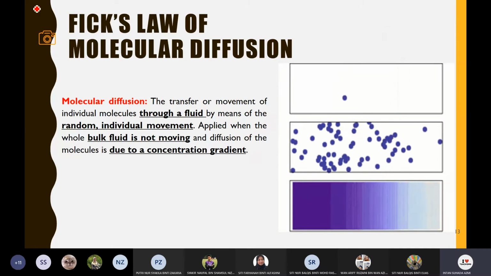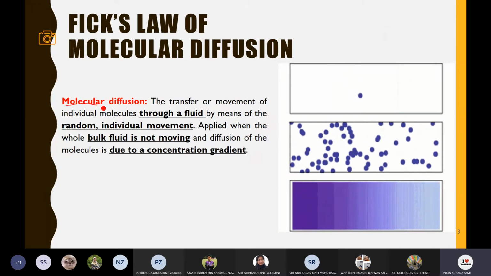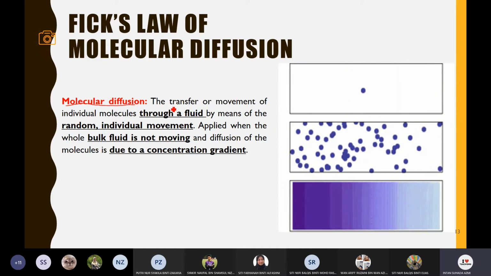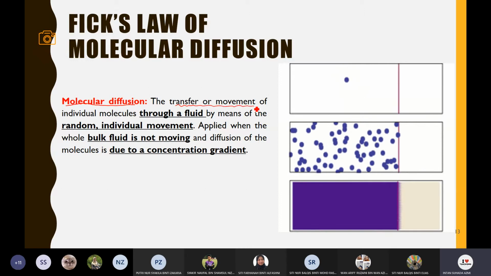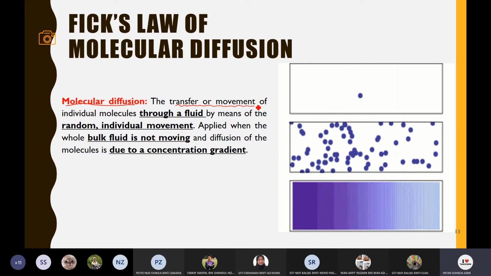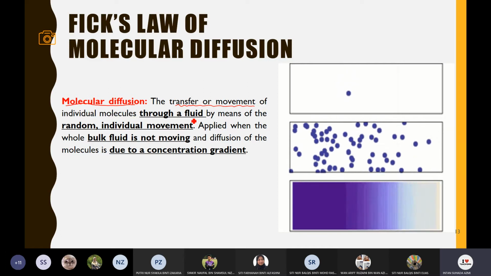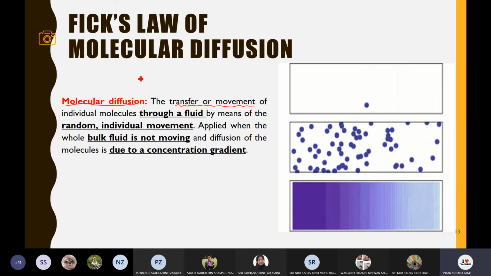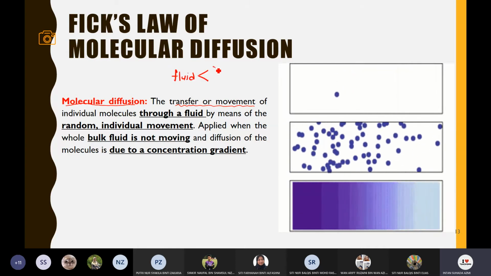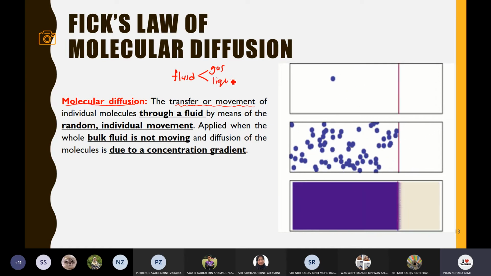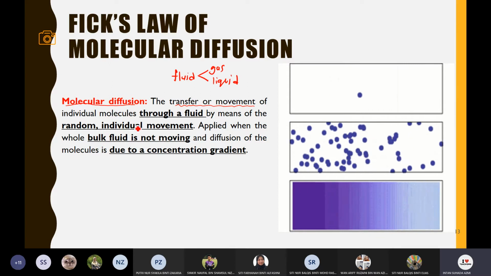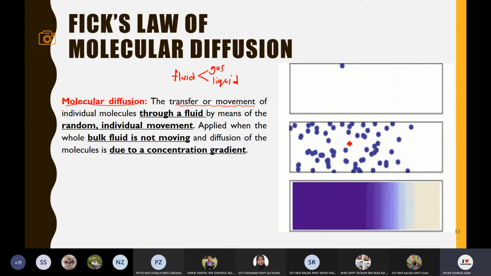Okay, what is molecular diffusion? Of course it is a transfer or movement. There must be a transfer or movement so that mass transfer will occur. Transfer or movement of individual molecule through a fluid. When I say fluid, it consists of what? Fluid consists of gas and liquid. Individual molecule through a fluid by means of random individual movement, which means it will move in random movement.